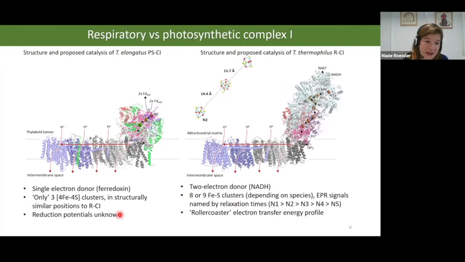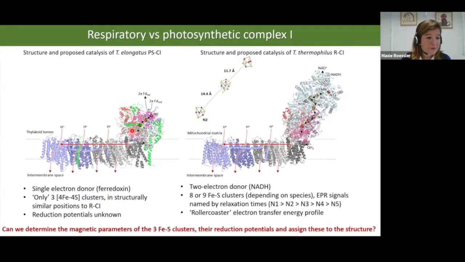And unlike the respiratory one, there are really hardly any biophysical studies of this enzyme, or actually there weren't any when we first embarked on the project on photosynthetic complex 1. So we have very little idea of the bioenergetics of how this enzyme actually works. That includes not knowing what the reduction potentials of these clusters are. So this is really where we were and what we set out to do.